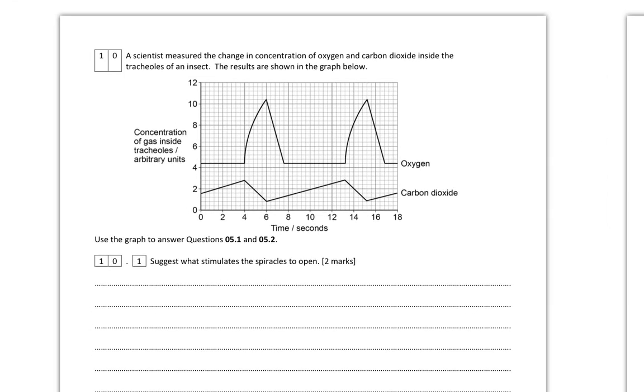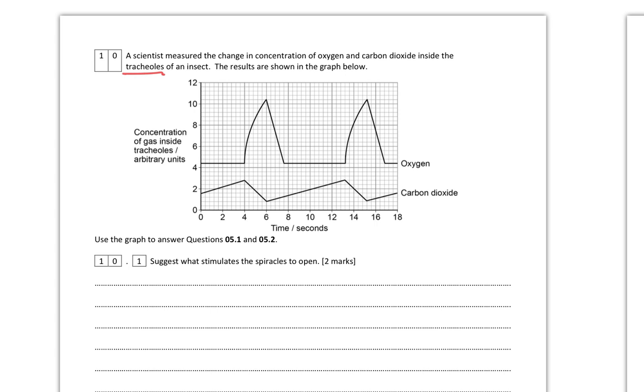Number 10. Suggest what stimulates the spiracles to open. Scientists measure the change in concentration of oxygen and CO2 inside the tracheoles of an insect. So it's in these tubes inside the insect. Suggest what stimulates the spiracles to open. I've got a graph here with a numbered scale, so I'm going to use it in my answer. And I'm making sense of it first.